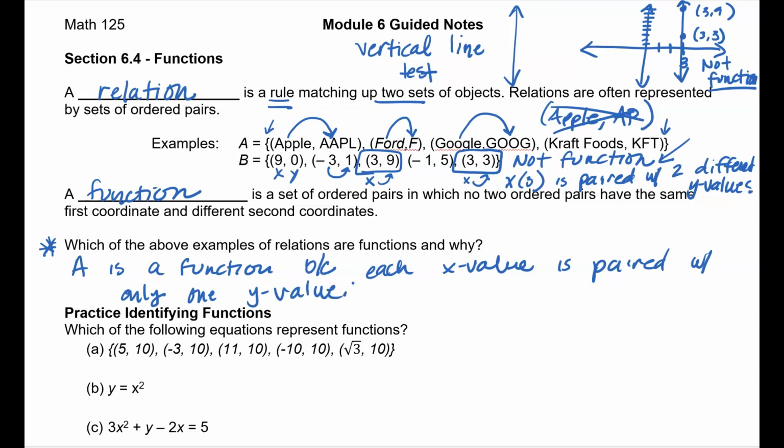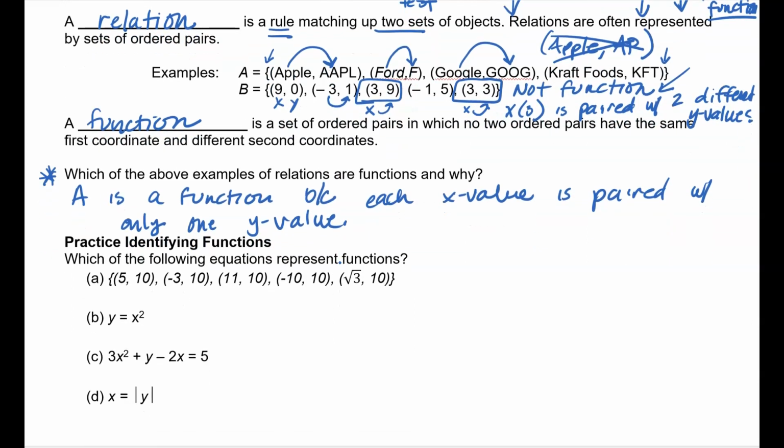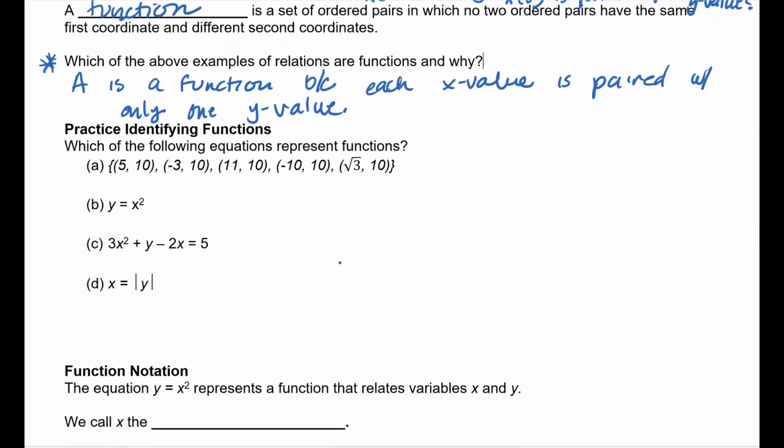Okay, so there's some practice below. This would be a great time to pause the video and try these on your own. So, practice identifying functions. Which of these are functions?